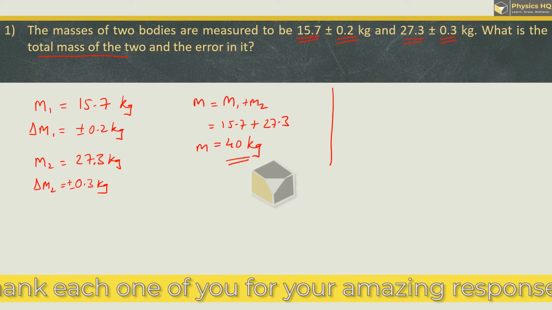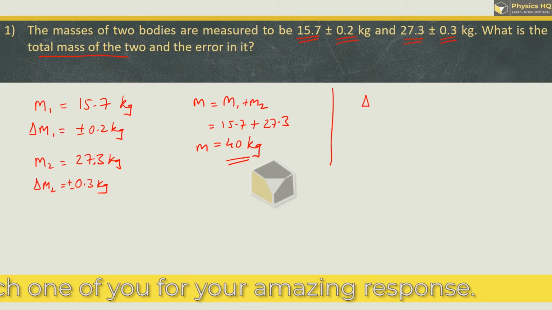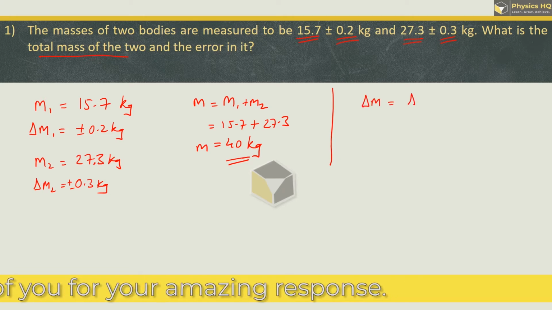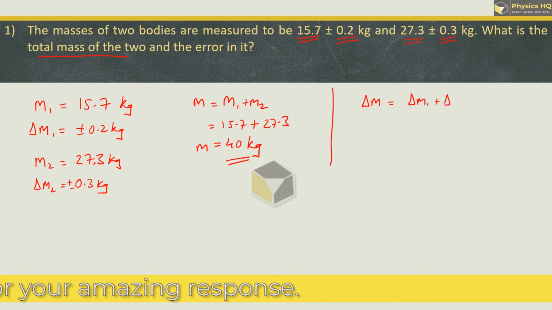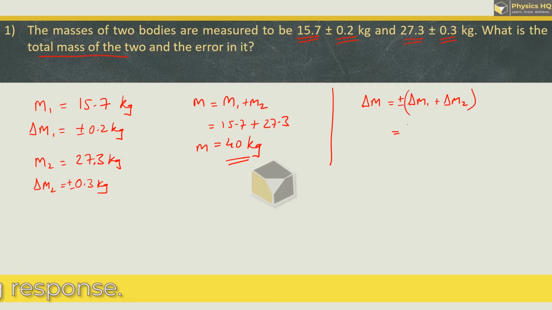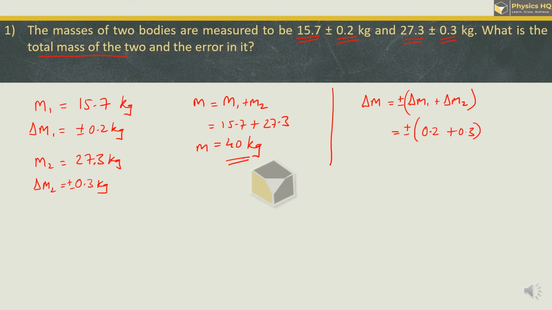Next, we are supposed to find the total error as well. So the total error will be delta m1 plus delta m2, and this will be plus or minus. Let us add the errors, 0.2 and 0.3. This will give us 0.5 kg. So this is the total error in the mass. I hope you all understood this. Please remember, whenever you have errors in addition, simply add the errors to get the total error.